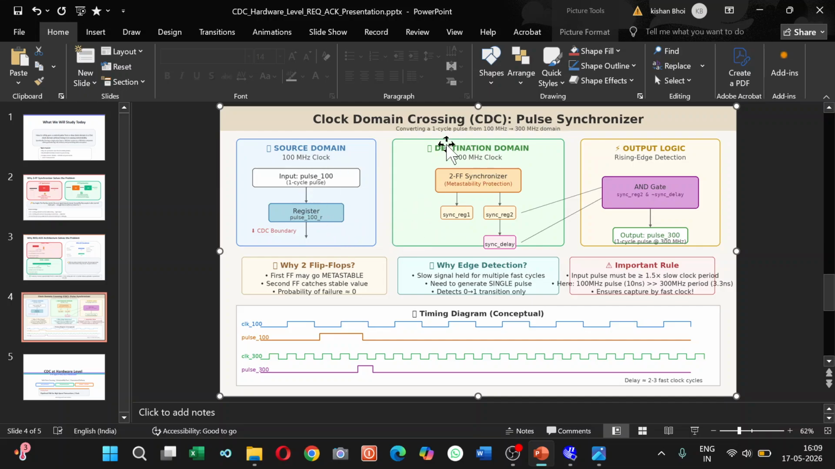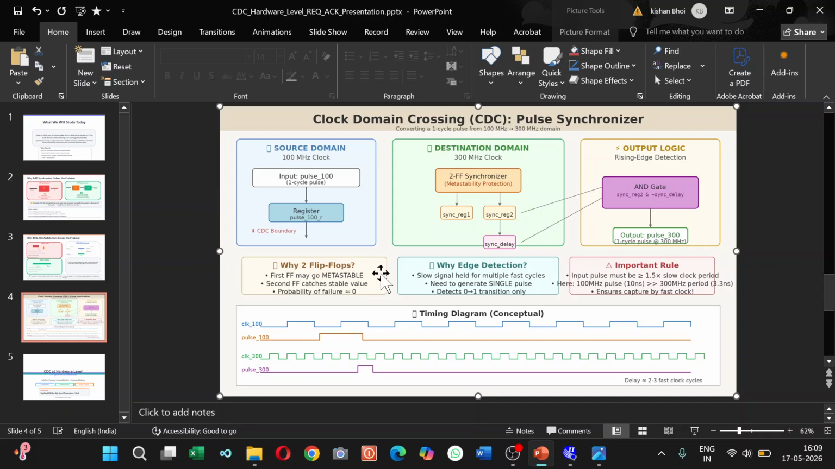In the architecture of the destination domain, we use a two flip-flop synchronizer to avoid the CDC problem. At the output logic, we detect the rising edge, and our output logic is an AND gate: synchronous register AND NOT of synchronous delay. The output will look like this. Here you can see the conceptual timing diagram.